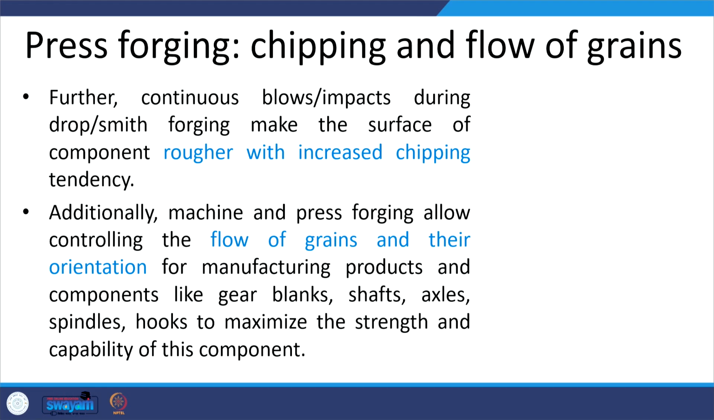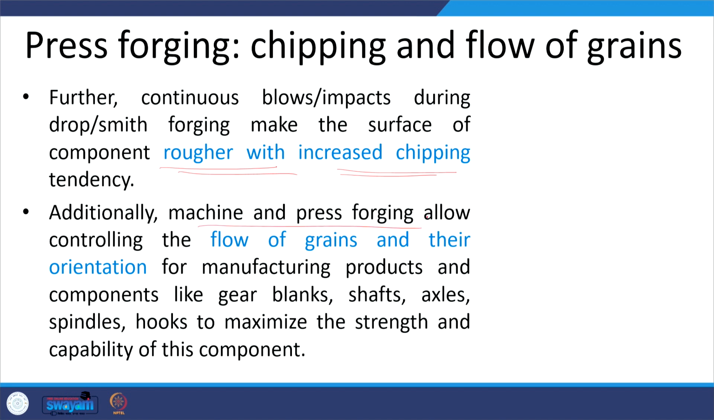In the case of press forging versus draw forging, you see continuous blows and impacts during smith or draw forging. This makes the surface rougher and increases the tendency of excessive surface layer hardening, especially under cold conditions.